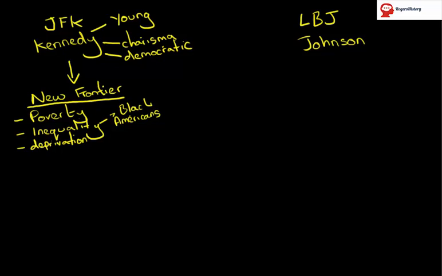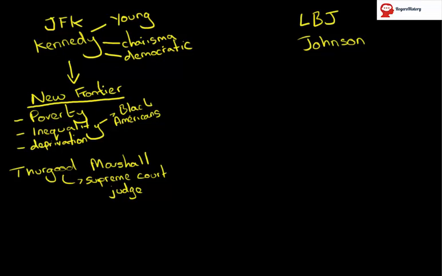The question is now, what did he actually do? Because remember, his presidency was cut short by a year because of the terrible events of November 1963. Well, he did appoint Thurgood Marshall as Supreme Court judge. And this was significant because Thurgood Marshall was a black American.